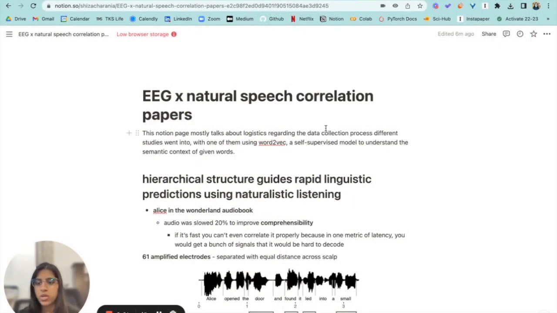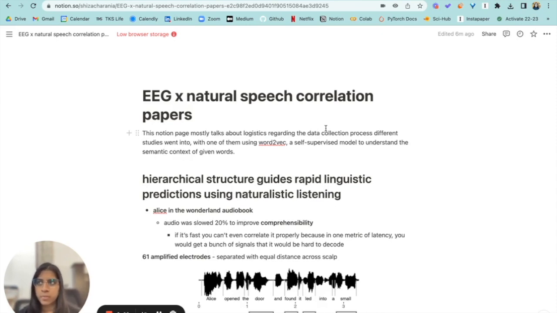So to decode speech from brain waves, you essentially need the EEG and the natural speech, and you need to correlate them together. So for this data collection process, I read two papers about this. The first one I went a bit deep in just to understand how they collected the data, both for the natural speech and the EEG, and how it was played for the patient.